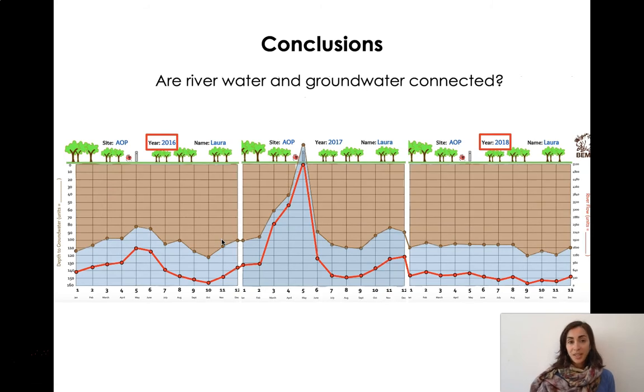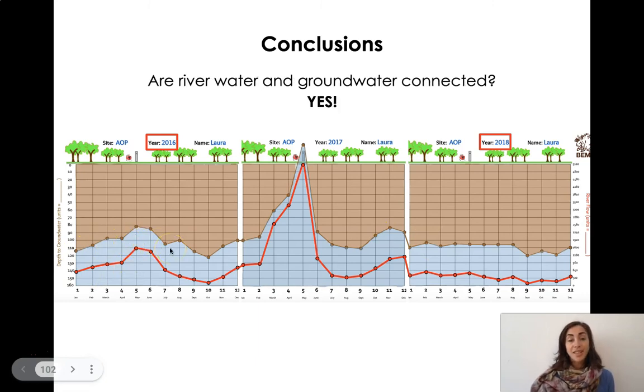The other question that we're trying to answer is, are the river water and groundwater connected? So going back to our predictions, if there is a connection between the river and groundwater, we would probably see the data basically mirroring each other. We would see the river flow data being very closely connected to the groundwater data. And that's basically what we see for most of our years. The river flow follows closely what's happening to the depth to groundwater. So based on that, we would say that yes, they are connected.